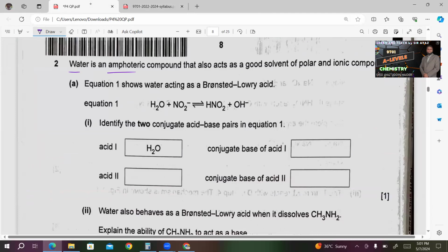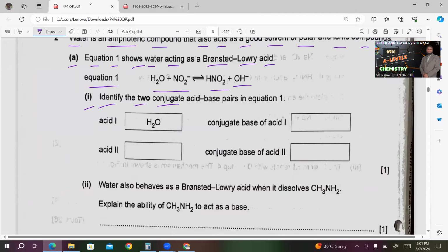Water is an amphoteric compound that also acts as a good solvent of polar and ionic compounds. A. Equation 1 shows water acting as a Bronsted-Lowry acid. Equation 1, H2O plus NO2 minus, reversible sign, HNO2 plus OH negative. Number 1, identify the two conjugate acid-base pairs in equation 1.